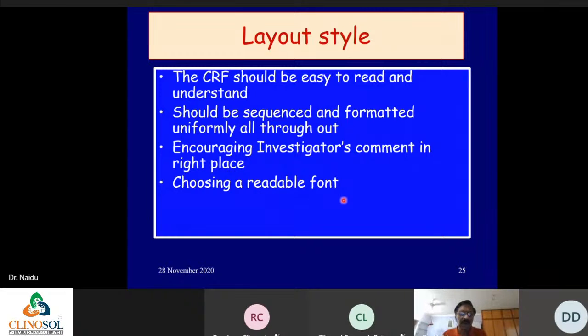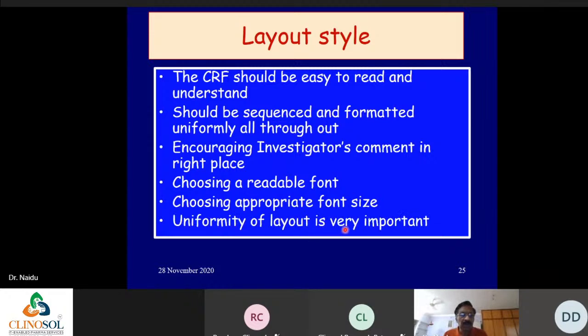Choosing a readable format. Don't prepare a case record form where I need a lens to read it. It should be very clearly visible. People say that if I increase the font size, the number of pages will increase. I agree, but don't make it very small only to reduce the number of pages and save your money. It should have a proper font. Choosing the appropriate font size is very, very important, and there are regulatory requirements also on what the font size should be.